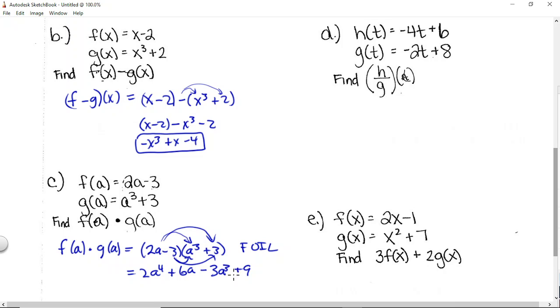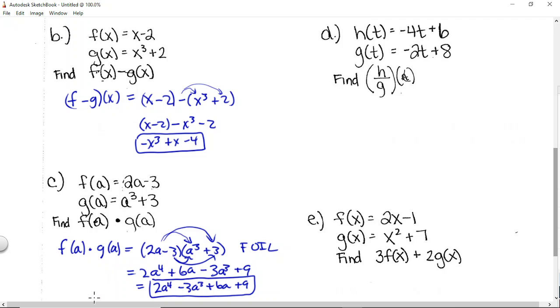And then the 3 times 3, and that's 9. And we'll combine like terms and write it in standard form. But there are no like terms, right? So we'll just go ahead and rearrange this a little bit. The highest exponent is a to the fourth. We put it first. Next is a cubed, so it goes next. And then we have plus 6a and plus 9. And that's it. That is f of a times g of a.